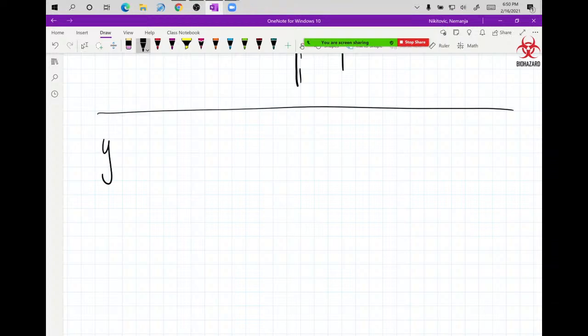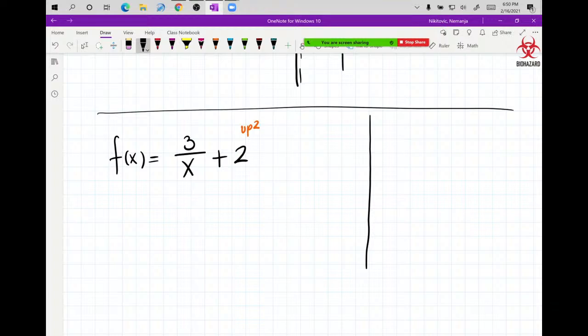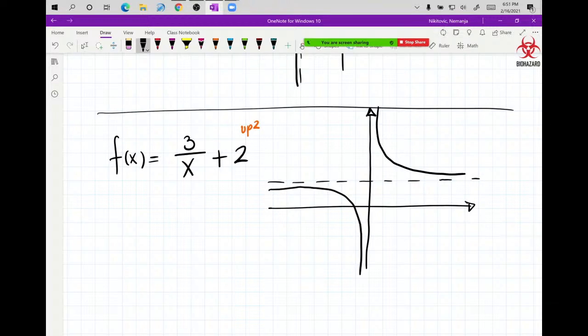So let's say you have the function, let's use f of x, f of x equals 3 over x plus 2. So what is this plus 2 now going to do here? Move it up 2. Yep, very good. So this guideline moves up and our graph will go like that. So you always start with your vanilla 1 over x and then move it where you need to move it.